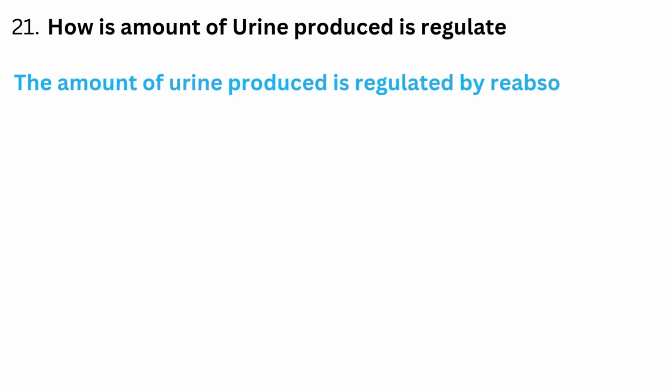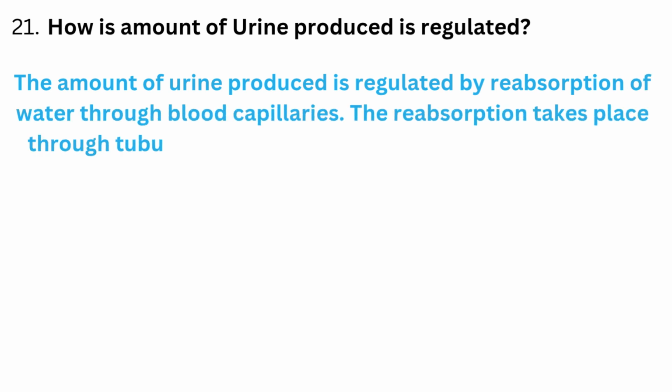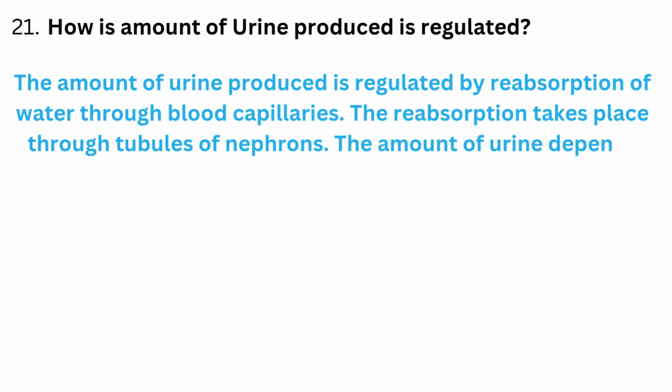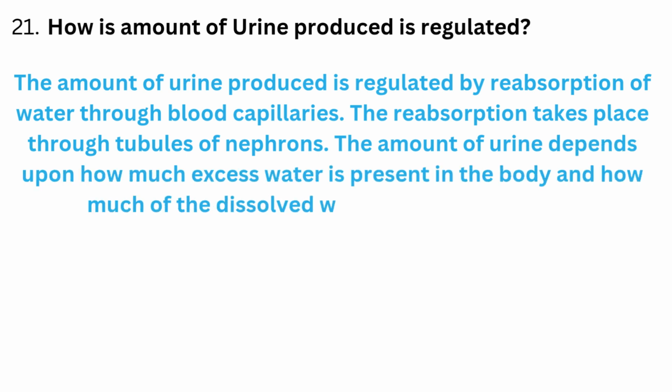How is the amount of urine produced regulated? The amount of urine produced is regulated by reabsorption of water through blood capillaries. The reabsorption takes place through tubules of nephrons. The amount of urine depends upon how much excess water is present in the body and how much of the dissolved waste is to be excreted.